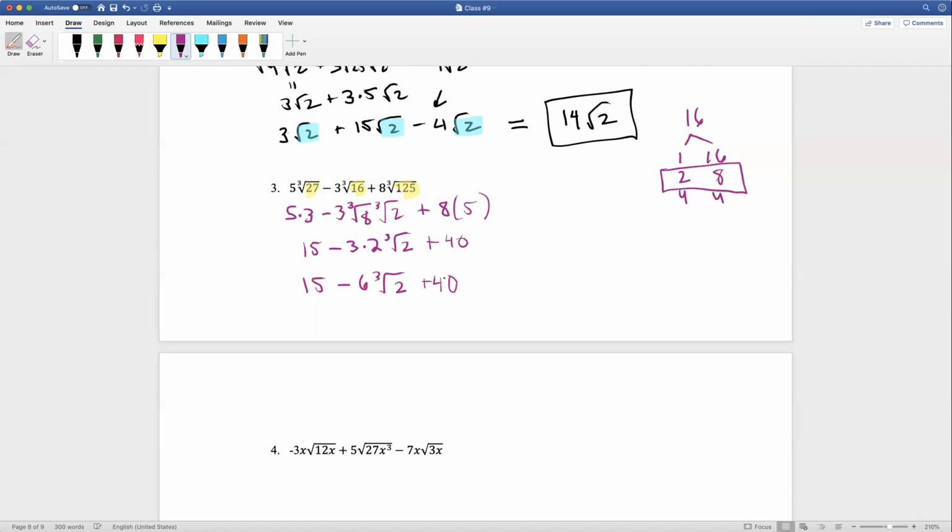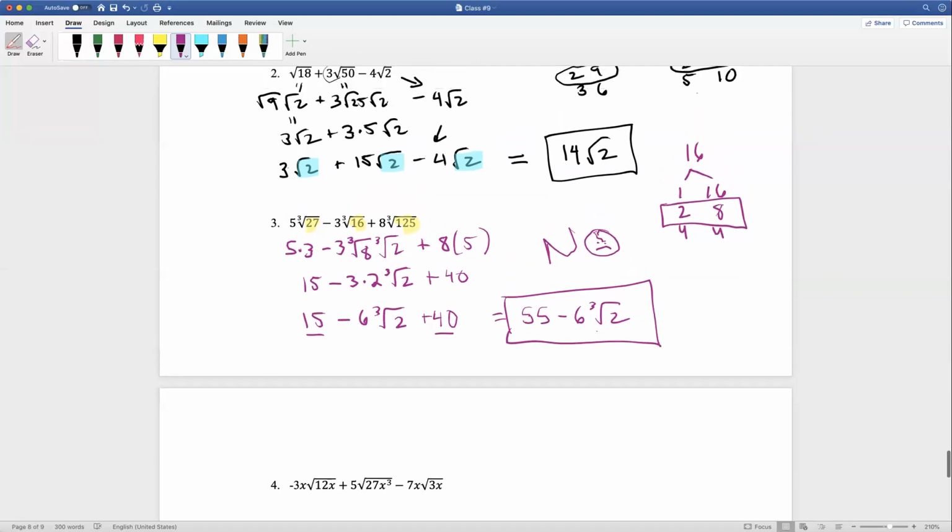So when we go to the simplified version of this, notice that we do have one pair of like terms. We have constant terms here, and these guys we can combine together. So 15 plus 40 gives us 55, minus 6 times the cube root of 2. Now, can we combine these? I hope you said no. You can't combine them because they're not like terms. We have a cube root of 2 here, but we don't have a cube root of 2 here. So this would be that answer simplified completely. It's the same thing as saying 55 minus 6 times the cube root of 2.